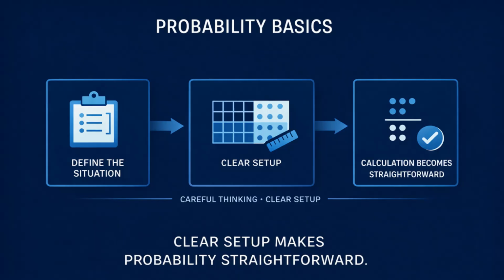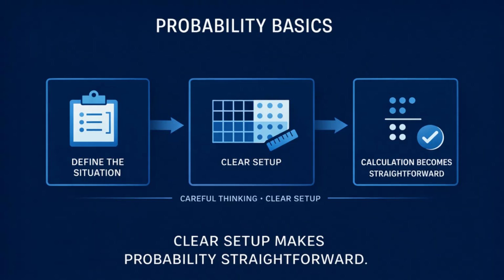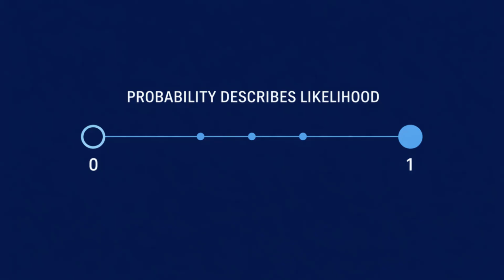Today we're going to work through the basics of probability. Probability is really about careful thinking and clear setup. When the situation is clearly defined, the calculations themselves tend to be straightforward. So the focus here is on learning how to read a situation, translate it into outcomes, and then decide what to do next. Probability is a way to describe how likely something is to happen.